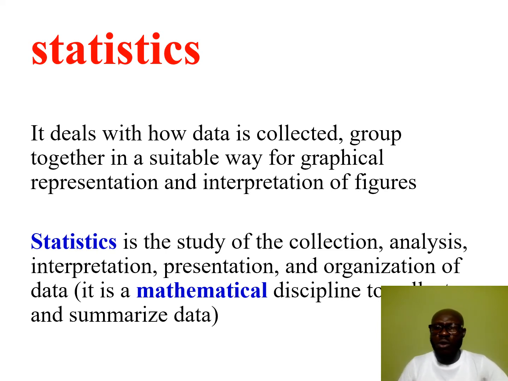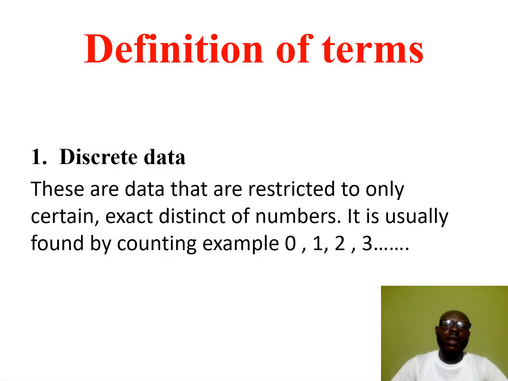Good. Let's move on to the next slide. Now, in statistics, we have some terms that we should be able to know and understand. Wherever we meet them, we should be able to use them. The first one is discrete data. These are data that are restricted to only certain exact distinct numbers. It is usually found by counting.